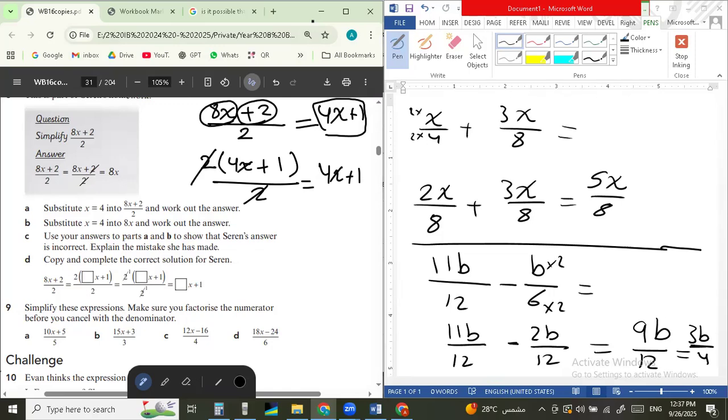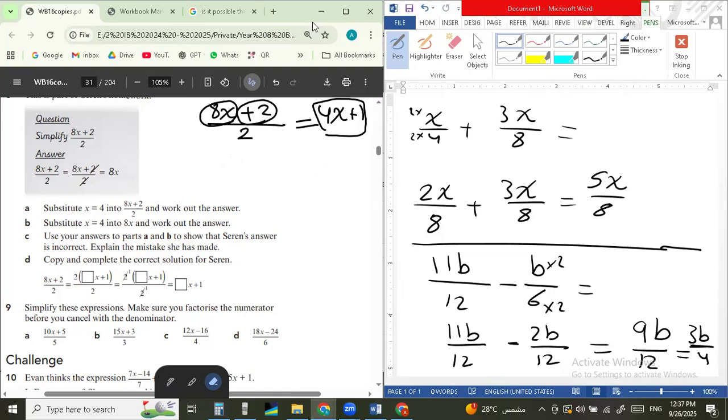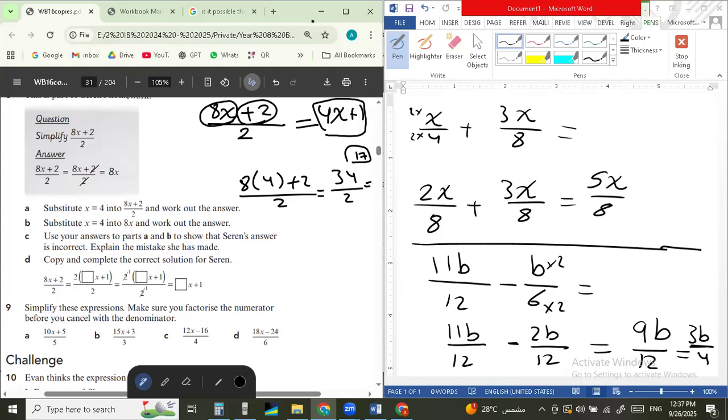All right. They want you to substitute x equals 4 into this and work out the answer. Let's do it. Let's erase this. All right. They want you to substitute x with 4. So it is 8 times 4 plus 2, all over 2, which is the same as 8 times 4 is 32. 32 plus 2, 34 over 2, which is equal to 17. So if I substitute x with 4 in this, the answer is 17.